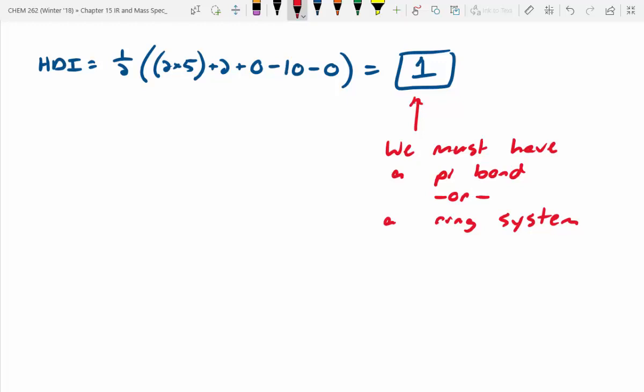So what I want you guys to do is to see if you can draw a bunch of different isomers that might fit this. So I'll give you guys a minute or 2 to work on this. But check with your neighbor. We'll see who can come up with the most.